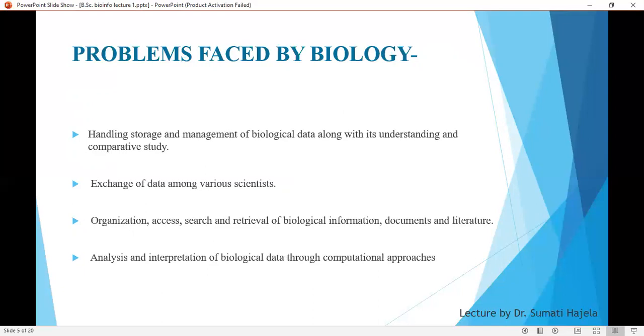there are various problems which are faced by biology, which are handling, storage, and management of biological data, along with its understanding and comparative study, exchange of data among various scientists, organization, access, search, and retrieval of biological information, documents, and literature, analysis and interpretation of biological data through computational approaches.